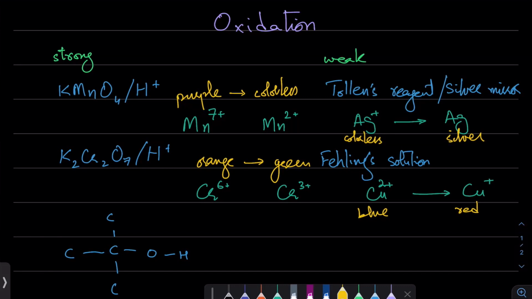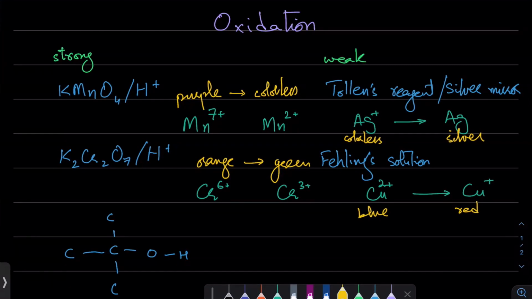Now, it is often said that the weak oxidizing agents will not oxidize alcohols. That's not always the case, because if you heat it, then they will. So if you're using weak oxidizing agents, you just need to make sure that you're heating it. And strong oxidizing agents can oxidize even at room temperature, especially primary alcohols.